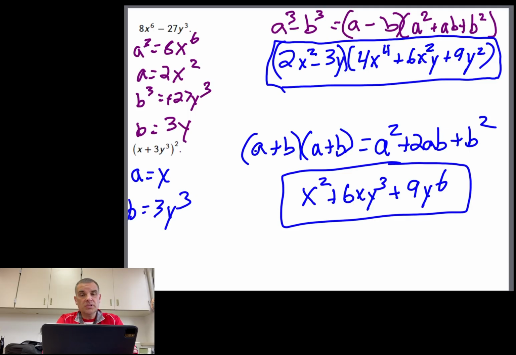Okay, so there are your solutions. First one was a difference of cubes, sum of squares for the second one. And again, I'd like to find the a and b values. There are those. If you need to look at it a little bit more, you can go ahead and press pause on this.